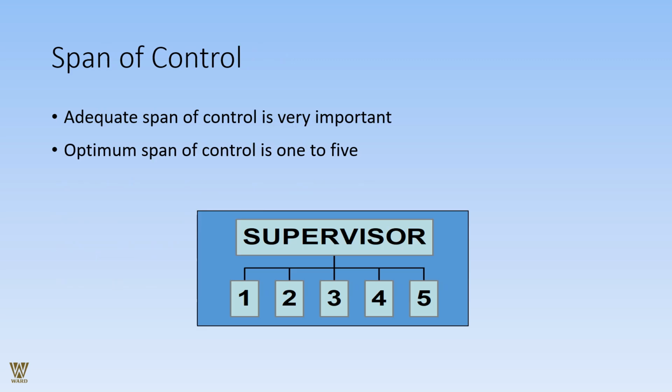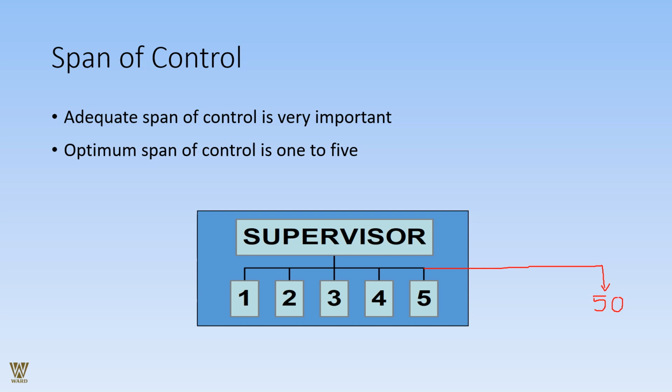Span of control needs to be adequate. A supervisor can only manage one, two, three, four, perhaps five subordinates. But if you give him 50 subordinates, will he be able to be as effective? Probably not. That needs to be taken into consideration.